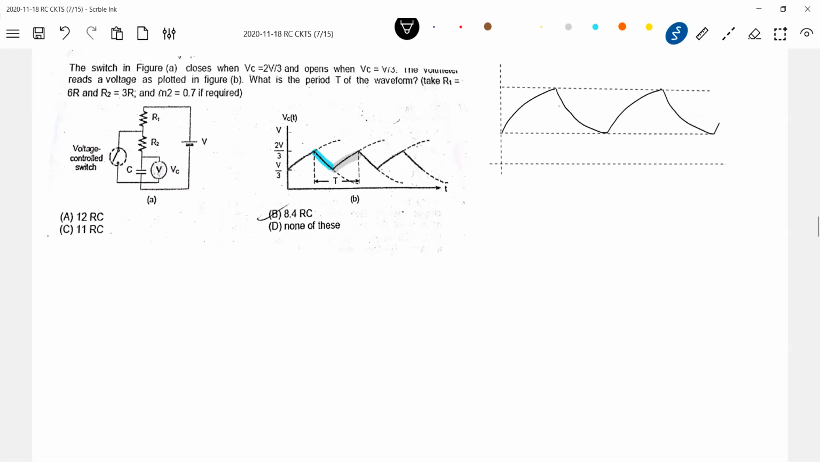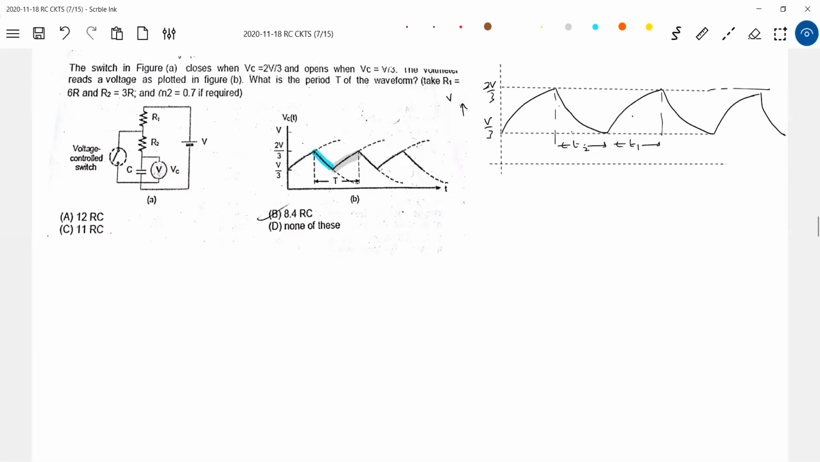Now, there's a very popular instrument which will generate a waveform like this. What is our question? This is T2, you write it. And there's a charging called T1. There's a charging phase, a discharging phase. And now, what are the conditions? Closes when Vc equals 2V/3. So during discharging, from where will it discharge? From 2V/3, no?